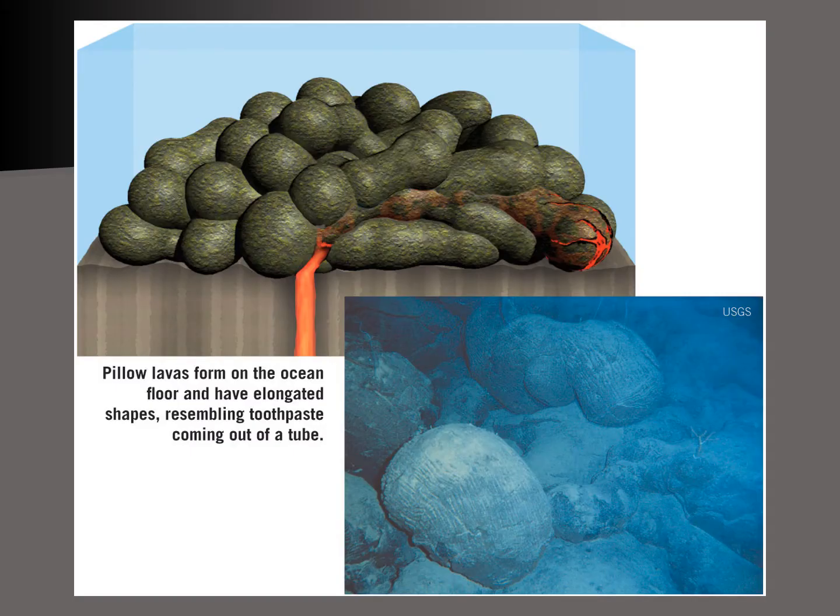Here we are just looking at a drawing and an underwater photograph of pillow lava or pillow basalt. This is the shape of the basalt that you get at the surface there at a mid-ocean ridge axis.